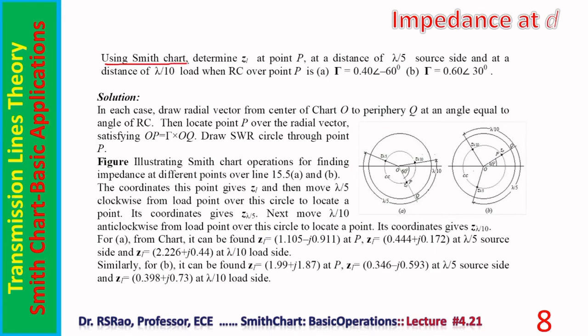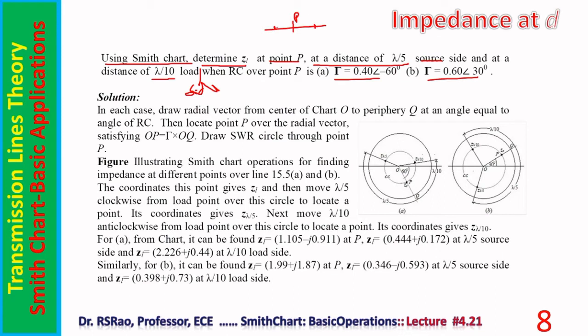Another problem: using the Smith chart, determine the line impedance ZL at point P, at a distance of lambda by 5 source side and a distance of lambda by 10 load side. Here RC over point P is given. Two cases are given, A and B. In both the cases, gamma is given at a point P. This is a line at a point P. Gamma is given.